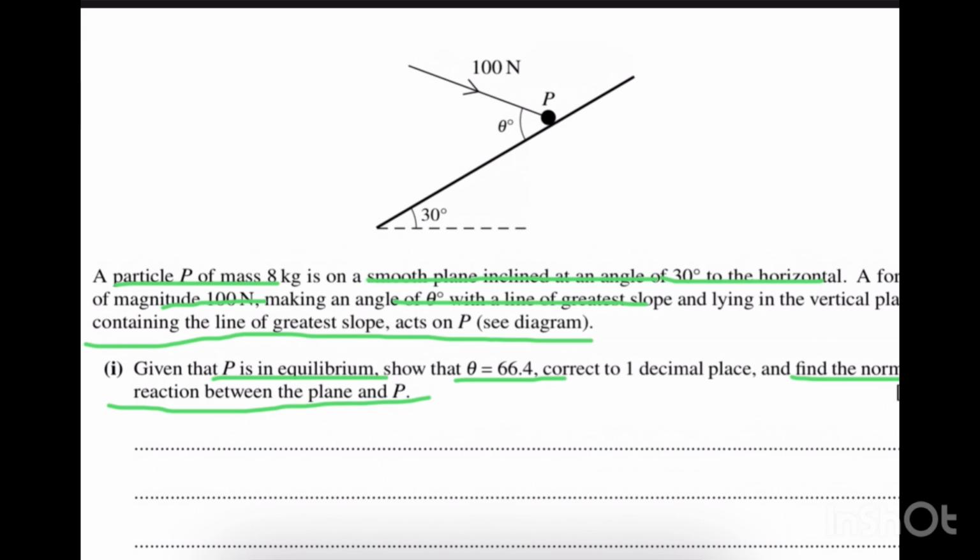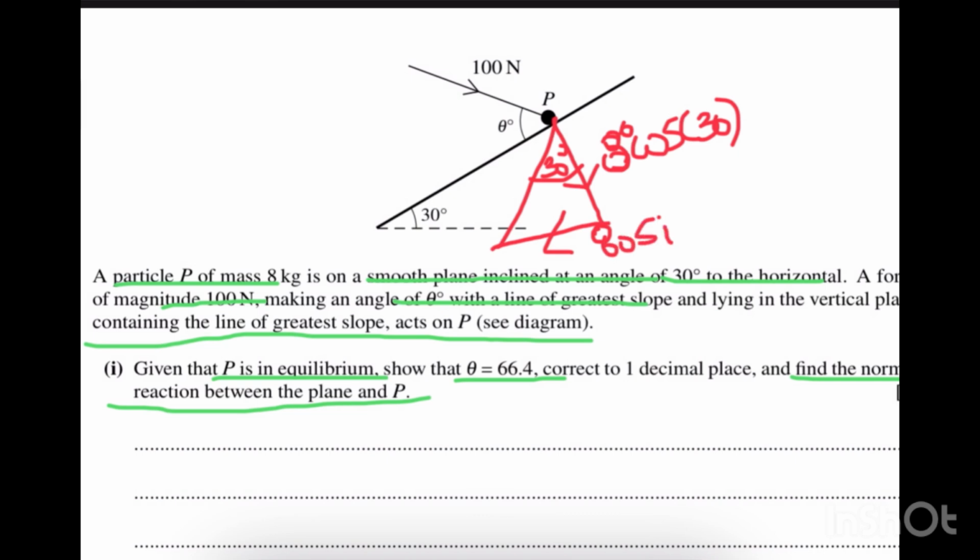This is particle P. So it has a weight which we know. We've been told the mass, which is 8. That makes its weight 80 newtons. Since these are parallel lines, this will make this angle 30 degrees over here. And since there's a downward and leftward component, the downward component will be 80 cos 30, and the leftward component will be 80 sine 30.